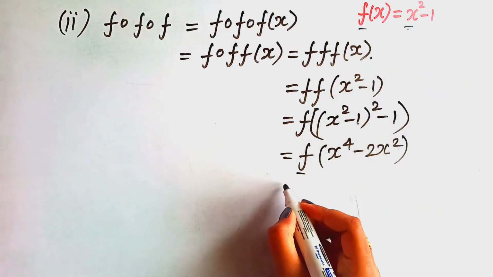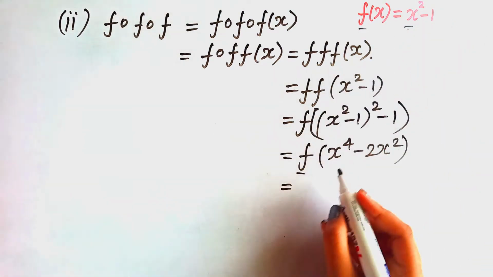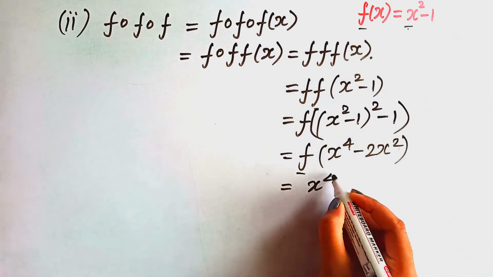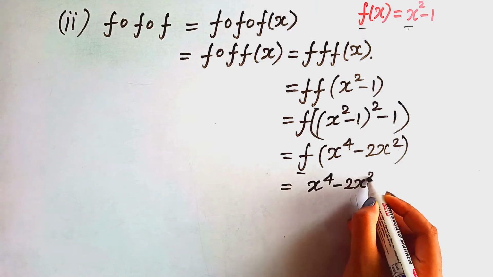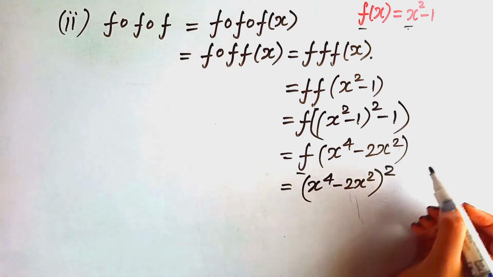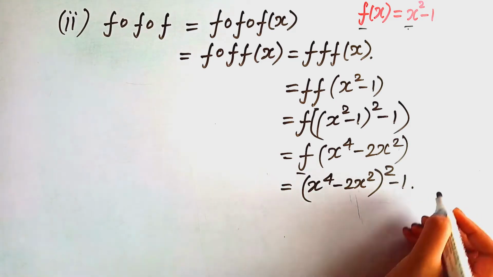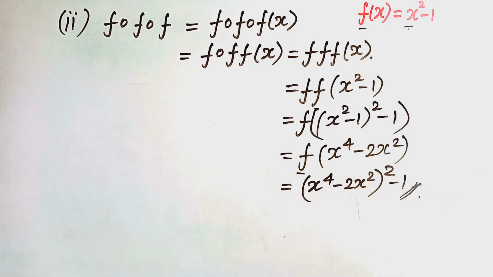Now let's substitute it. Here there is an x square, so in the place of x you have to substitute x power 4 minus 2x square the whole square, and there is a minus 1 there, and let's put a minus 1 here. Okay, so that's it for our answer.